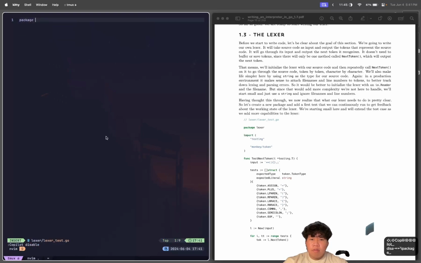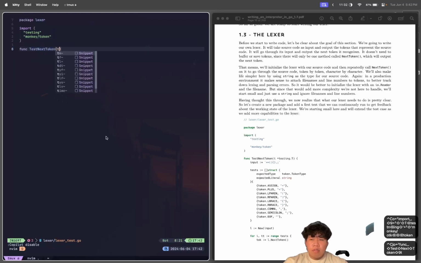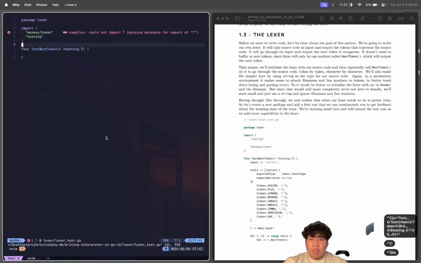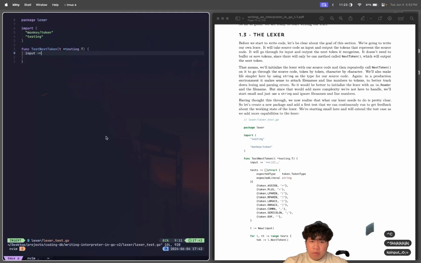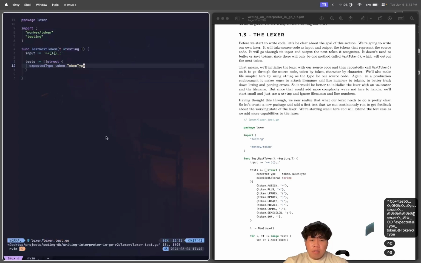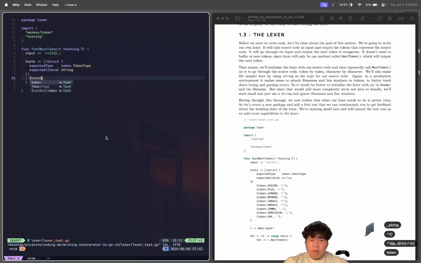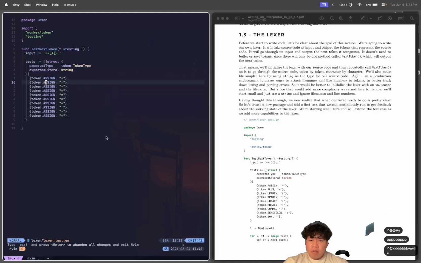Disable, I think. That's fine. For testing, monkey token. Func TestNextToken(t). Okay. Input plus. Test struct, an array of expectedType token.TokenType and expectedLiteral string, and token.ASSIGN, plus.